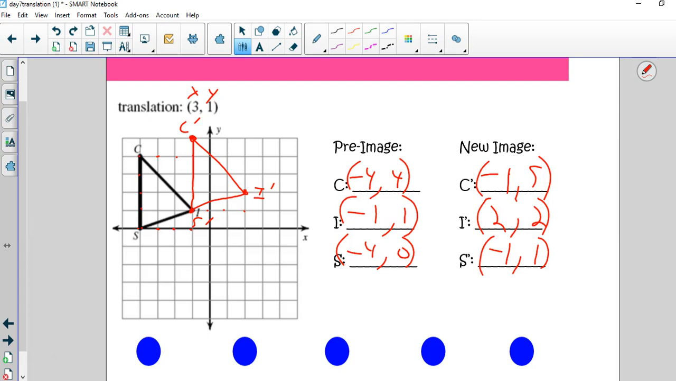And if you just look at the math, -4 plus 3 is -1. -1 plus 3 is 2. -4 plus 3 is -1. 4 plus 1 is 5. 1 plus 1 is 2. And 0 plus 1 is 1.